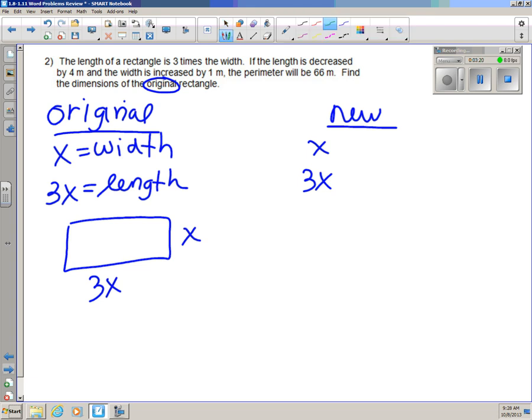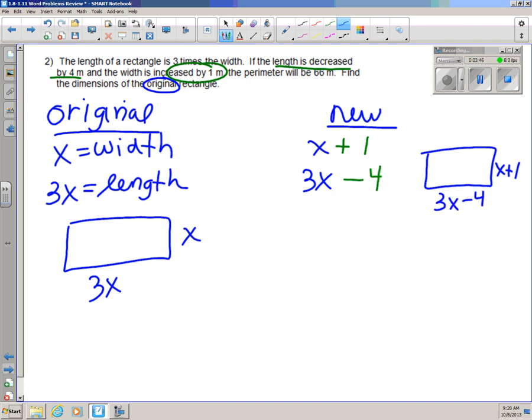It says if the length is decreased by 4, so I'm going to decrease my original length by 4. The width is increased by 1, so I'm going to increase the width in the original to get to the new by 1. That gives me a brand new rectangle in which the width is x plus 1 and the length is 3x minus 4. It's in this new one where the perimeter will be 66.